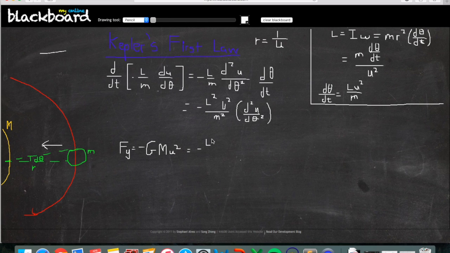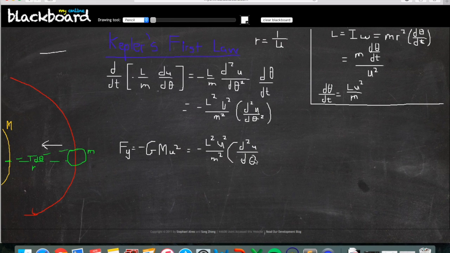We substitute that for u, so we have 1 over u. So we have L squared u squared over m squared, which is what we got before, multiplied by the second derivative of u with respect to d theta squared. So this doesn't seem really helpful right now because we started off with a second order differential in our first equation, and now we have another one in the second equation.